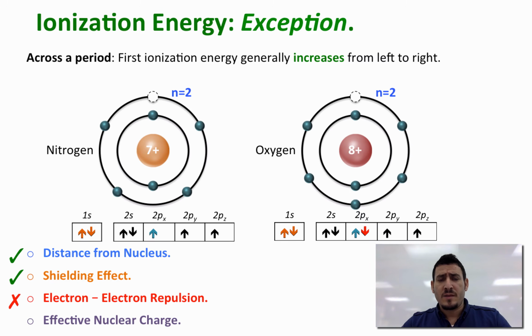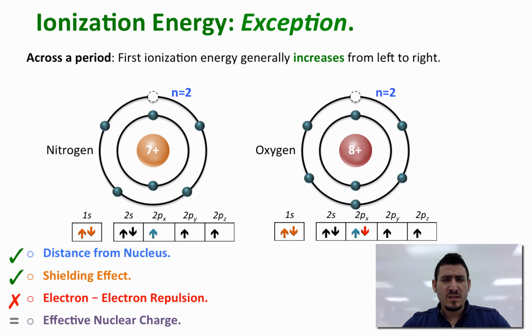However, the electron that's going to be removed from oxygen is a paired electron, and the electron that's going to be removed from nitrogen is an unpaired electron. So the electron-electron repulsion here plays an important role, and therefore it makes it easier to remove an electron from oxygen than removing an electron from nitrogen. The effective nuclear charge will not play that much of a role here.